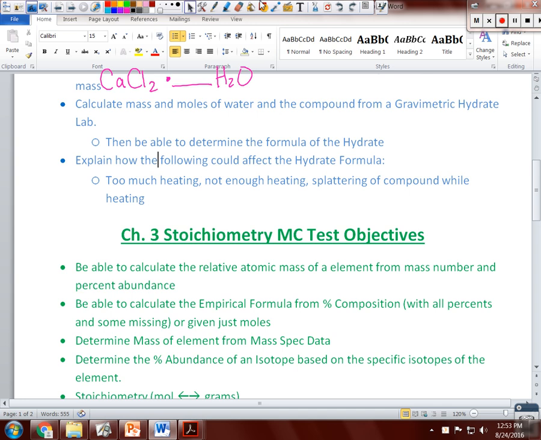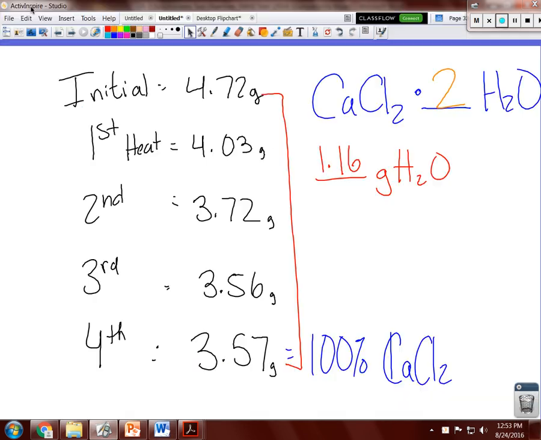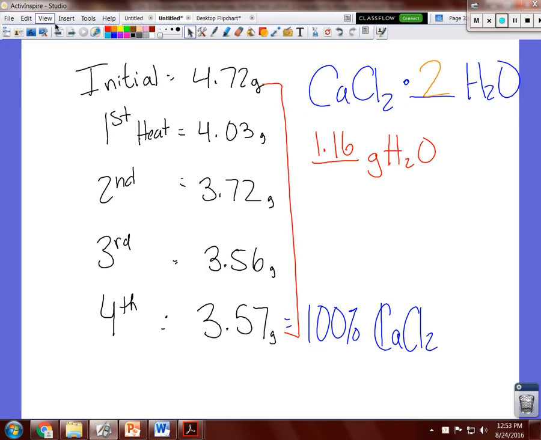I'm still thinking. So what would it be? How would it affect, like if it splattered out, how would it affect the mass of the water? Like how would it affect the amount of water that you had? Okay, so let's go back and look at this. If some splattered out, which trial changes?